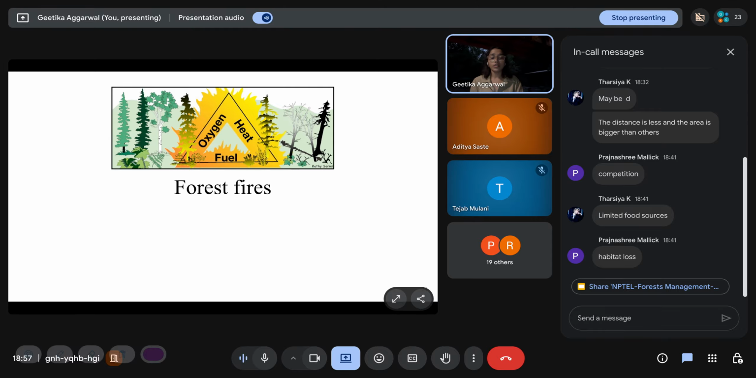The next chapter is about forest fires, and this is called the fire triangle, in which all these things need to be present for a fire to spread. One of them is oxygen, as you might already be aware that you need oxygen for something to burn. Then you need a fuel. If there's no fuel, there's going to be no fire. And there needs to be heat, which is generated out of that fire. So this is the fire triangle: oxygen, heat, and fuel. If all three of these are present, a fire will spread.